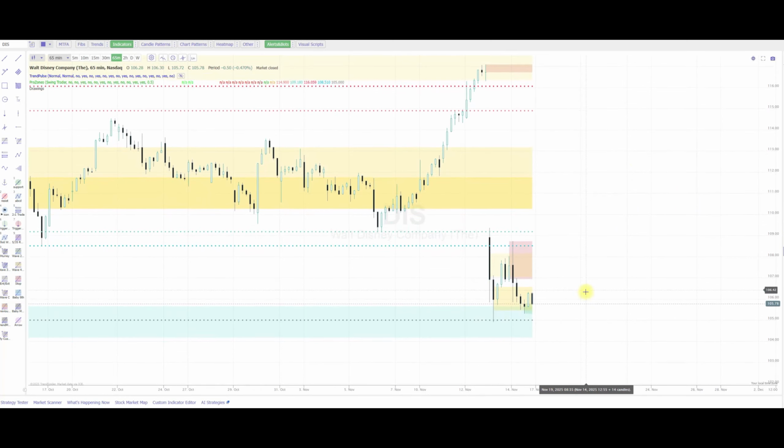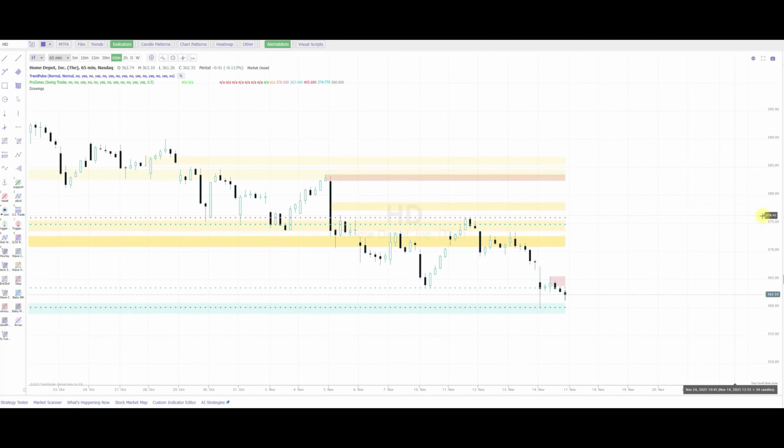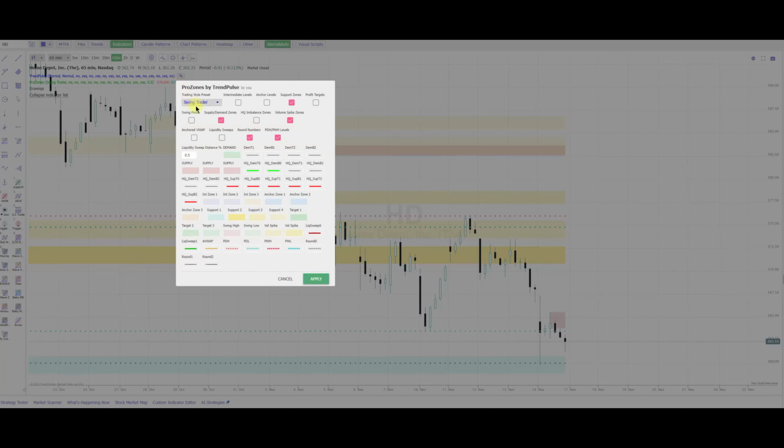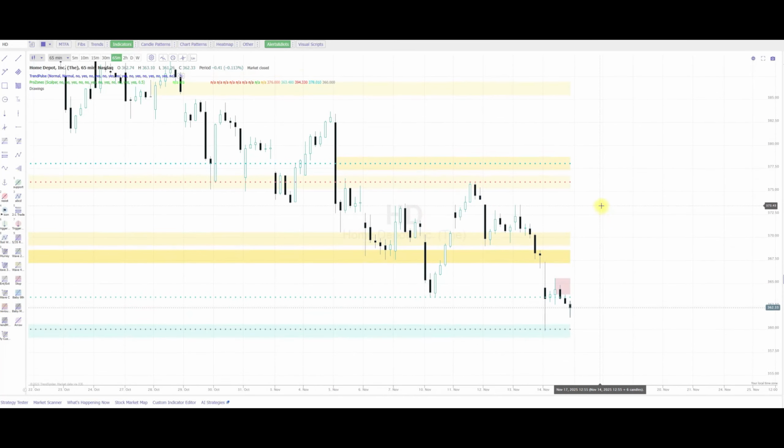ProZones adapts to any trading style. Select Scalper mode for tight zones and frequent updates. Swing trader mode for balanced zones and multi-day holds. Or position trader mode for wide zones and major levels only. 1 indicator, 3 optimized modes, 0 guesswork.